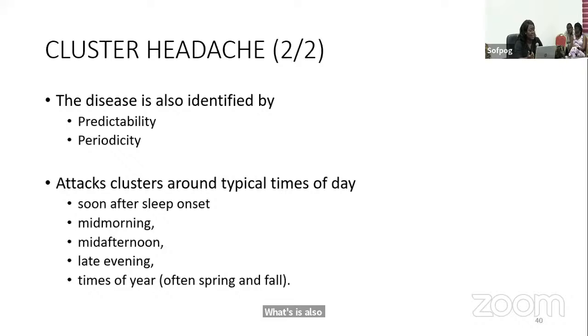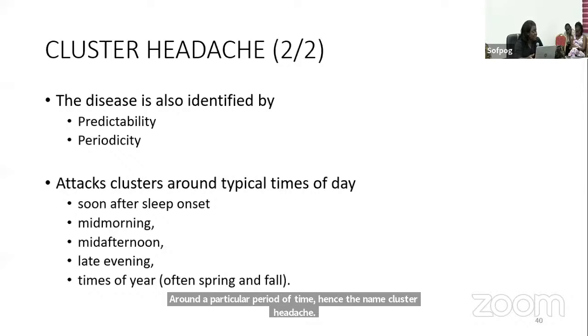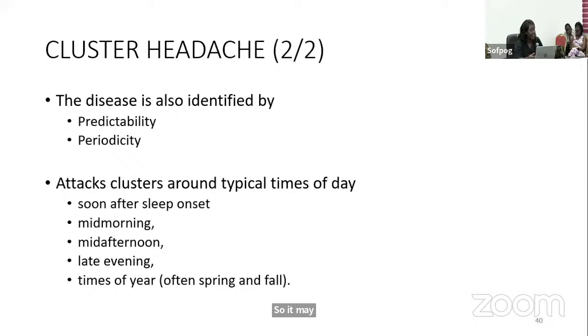Another fact about cluster headache is that the disease is identified by predictability or periodicity, such that the attacks or the symptoms actually cluster around a particular period of time, hence the name cluster headache. So it may occur soon after sleep, mid-morning or mid-afternoon, late evening, or certain times or seasons of the year. That's when they tend to have this disease.